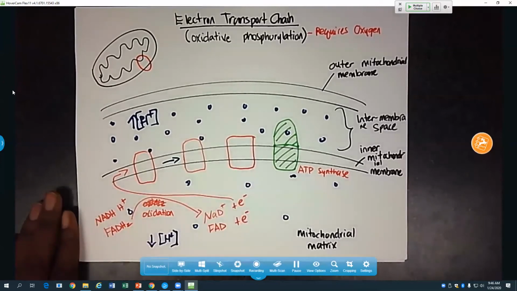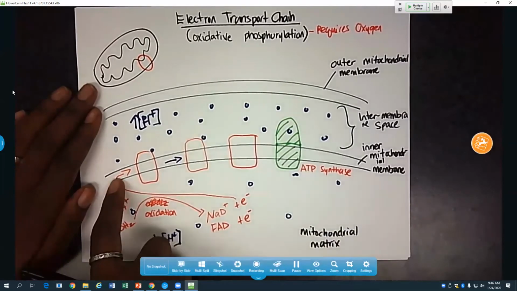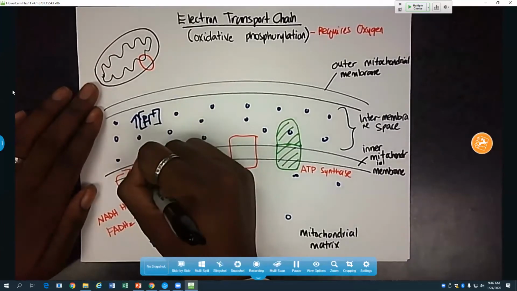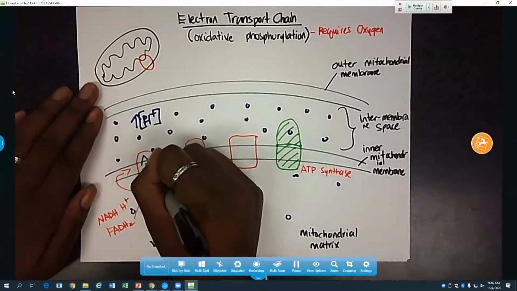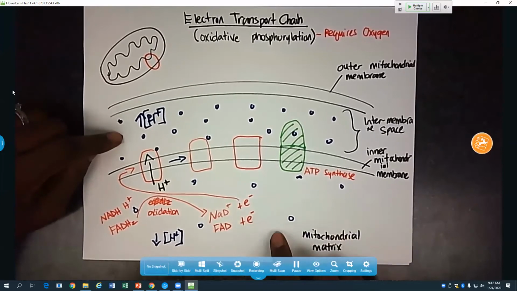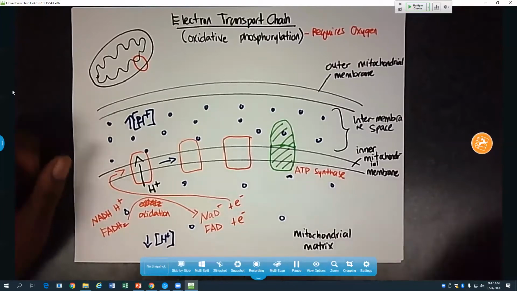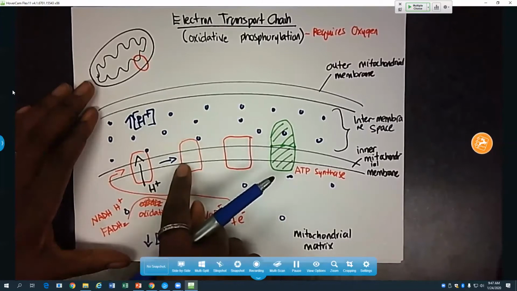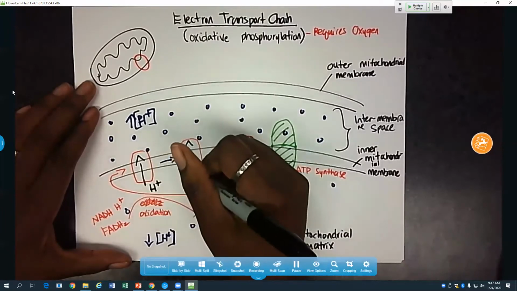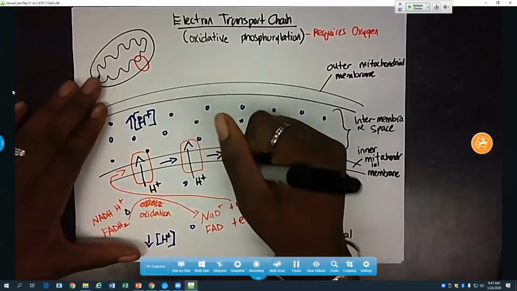And as they enter complex 1, we're going to pump some hydrogen ions through the first complex. So every time an electron is passed from one complex to the other, hydrogen ions get pumped back out into the intermembrane space. And that is why we have this high concentration of hydrogen out here and a relatively low concentration of hydrogen in the matrix. So once again, we're going to pass the electron from this complex onto this complex. And every time we do that, hydrogen is pumped across the inner mitochondrial membrane and into the intermembrane space. And we continue to do that.